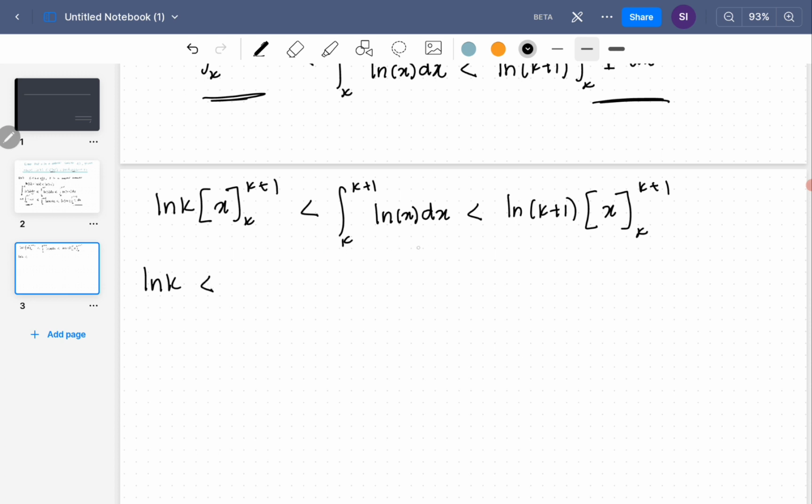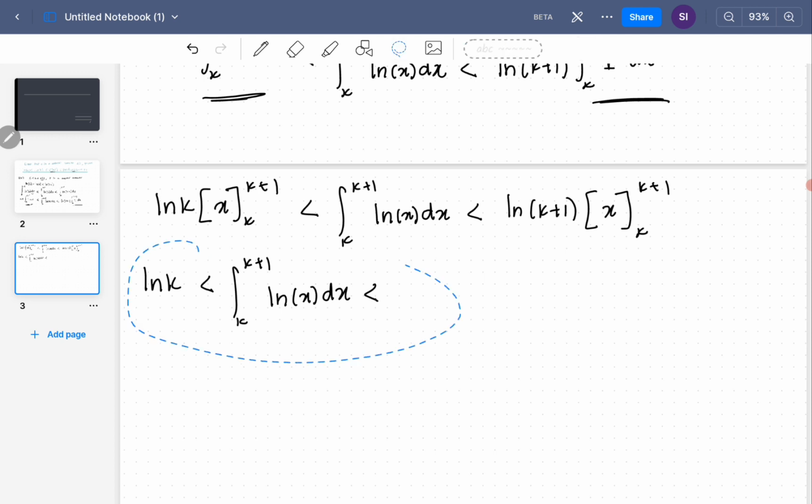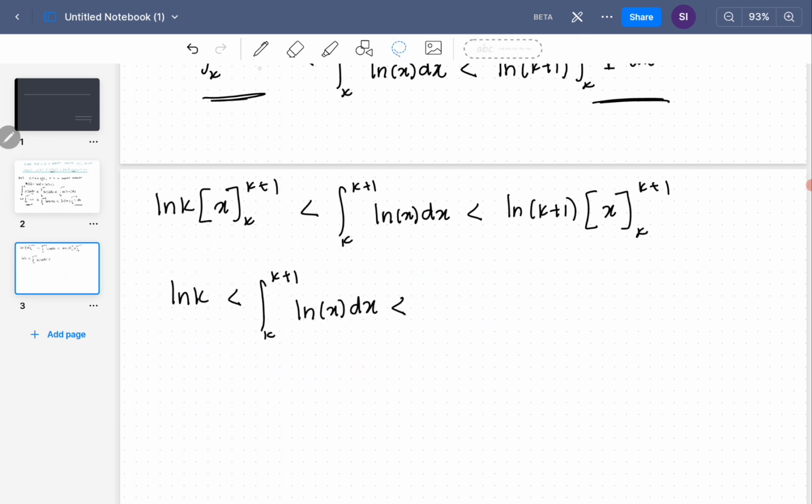This is once again the same thing: the integral from k to k plus 1 of natural log of x dx is less than, let me just move this to the side, is less than, once again, let's just simplify, natural log of k plus 1. This is basically saying k plus 1 minus k, which is just 1. 1 times natural log of k plus 1 is just natural log of k plus 1, so I left it like this. Now, okay, we're kind of getting there.